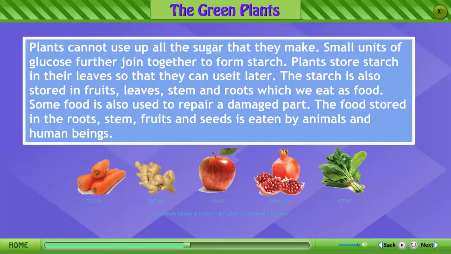Root, stem, fruit, seeds, leaf. The starch stored in roots, stem, fruits, seeds, and leaves.